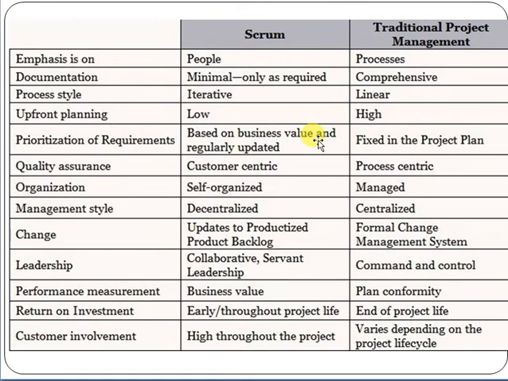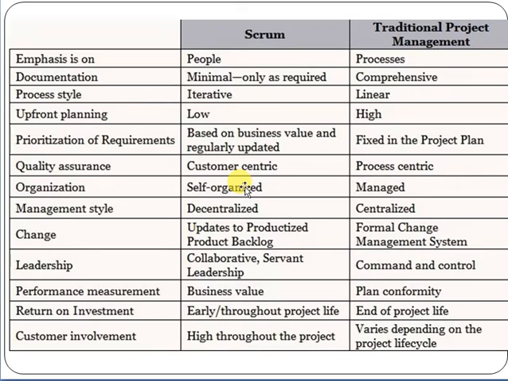There is a difference, friend. See, in Scrum, what happens? The customer is giving feedback, and we are getting feedback from the product owner as well. However, in the traditional approach, whatever requirements we received in the project plan, it is fixed. Quality assurance is customer centric. Whatever the customer is saying, we have to listen to it, we have to think about it. However, the traditional approach is process centric. Whatever the process says, we have to stick to it.